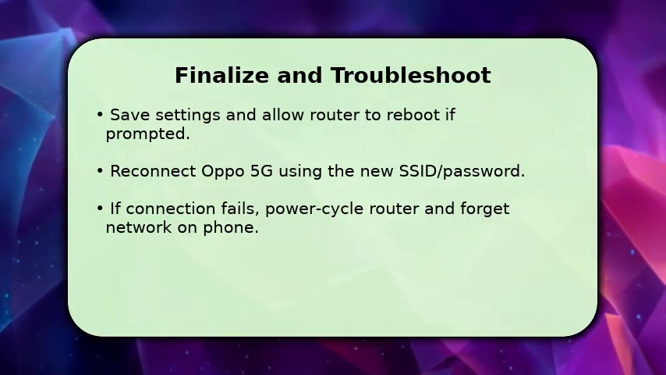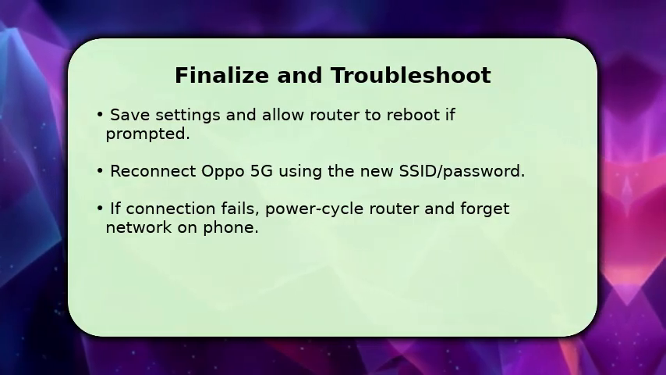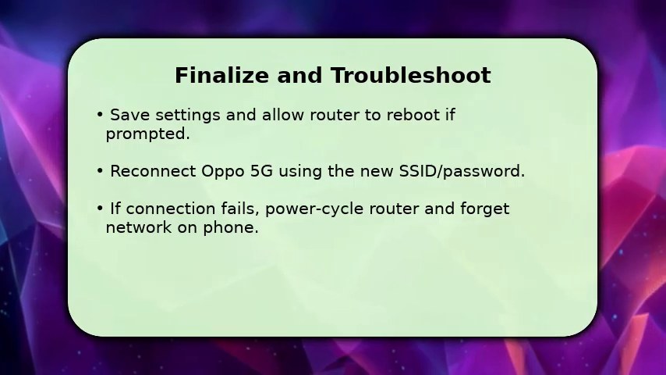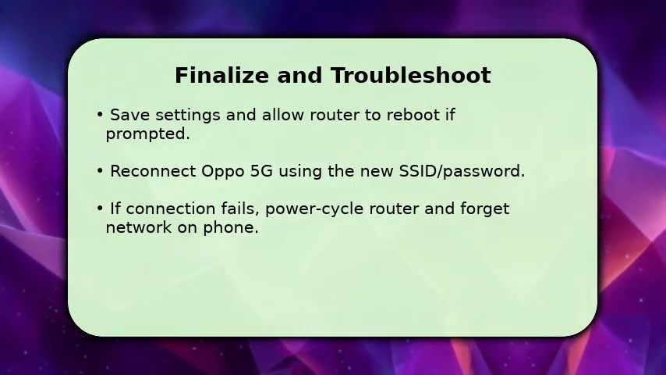Many routers reboot automatically to apply changes. After the router restarts, on your Oppo 5G go to Wi-Fi, find the SSID, and connect using the new password you created. Make sure to update other devices with the new credentials too.